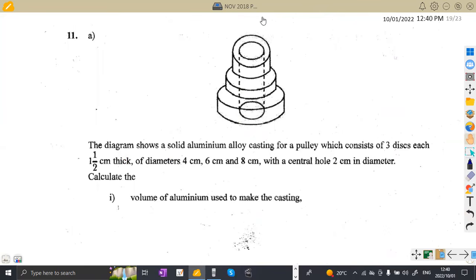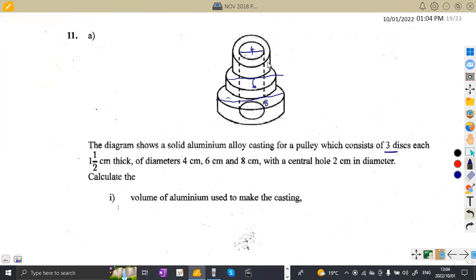So let us see what we have here. We're given that the diagram shows a solid aluminum alloy casting for a pulley which consists of 3 discs. Take note, there are 3 discs, as you can see: first one, second one, and third one, each 1.5 centimeters thick. The diameters are 4, 6, and 8 respectively. The 4 is the one on top here. The 6 is this one, from here to here. Then the 8 is this one. So it's 4, 6, 8.